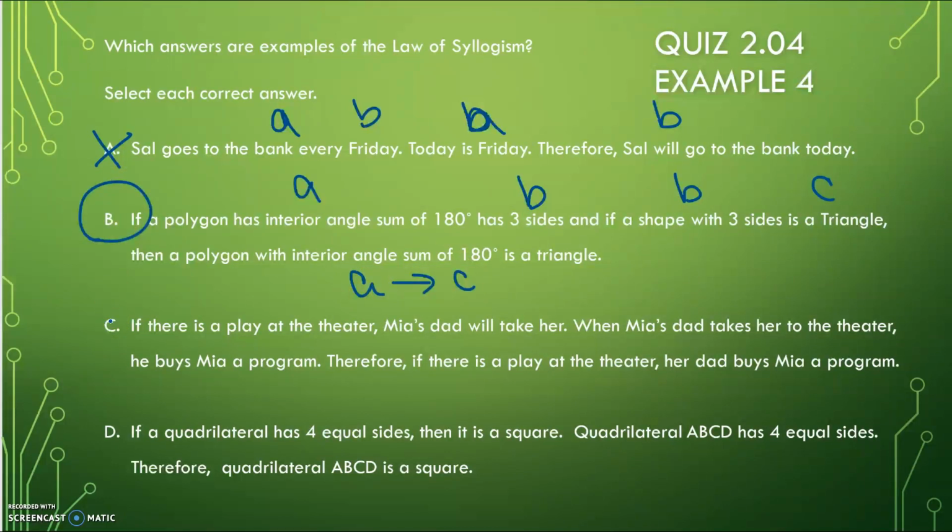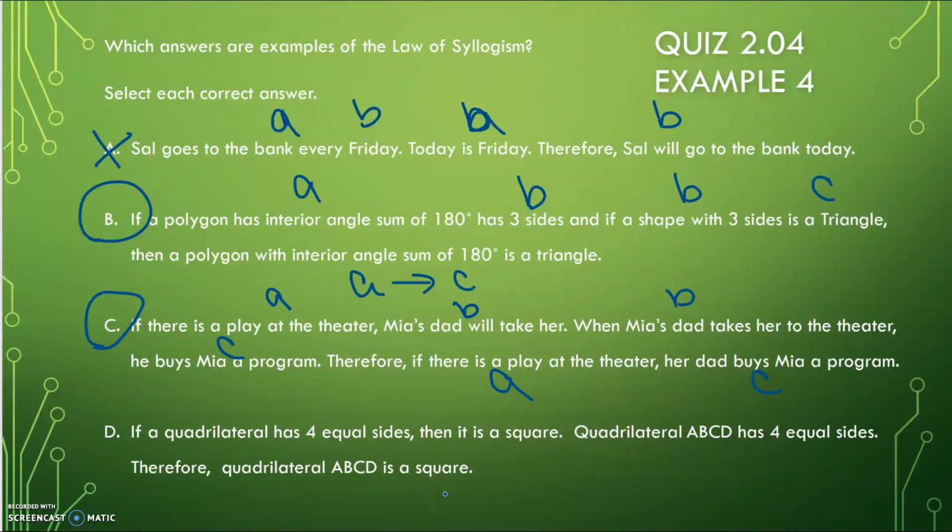If there is a play at the theater, Maya's dad will take her. When Maya's dad takes her to the theater, he buys Maya a program. That is A, then B, and then B, and then C. Therefore, if there's a play at the theater, A, her dad buys her a program, C. Syllogism.